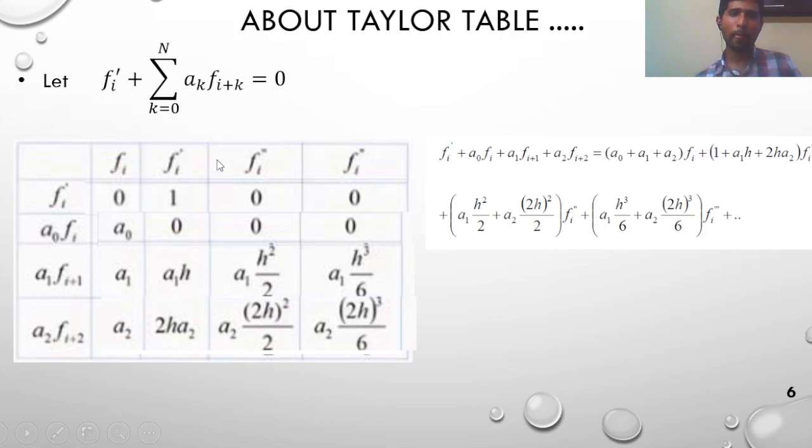Once you find a naught, a1, a2, you have found the expression for f_i dash. Although this might look a bit lengthy, it is very easy to do. It is just a mathematical thing you have to do, but you need not remember anything. For the expressions for f_i double dash, or third order accuracy, if somebody asks, you cannot remember those things, right? So I found this to be one of the easy approaches.